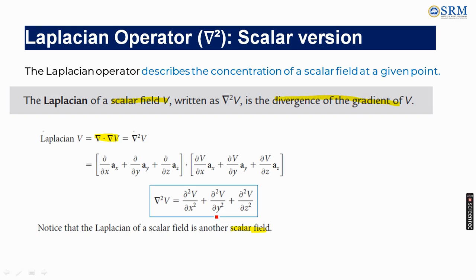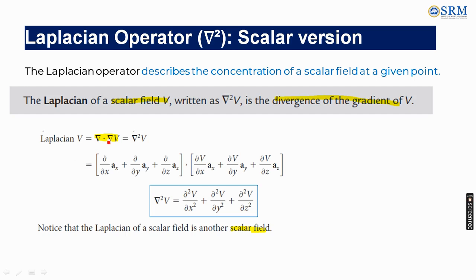So now let us see the next operator, that is the Laplacian operator, which operates on a scalar. We are going to see only the scalar version of it. Okay, that means we are going to see about del square V. What does a Laplacian operator help us to understand? It describes how much the scalar field is concentrated at a given point. Okay, how much the concentration of the scalar field is, it is going to describe. So the Laplacian of a scalar field, as I told, is written as del square V.